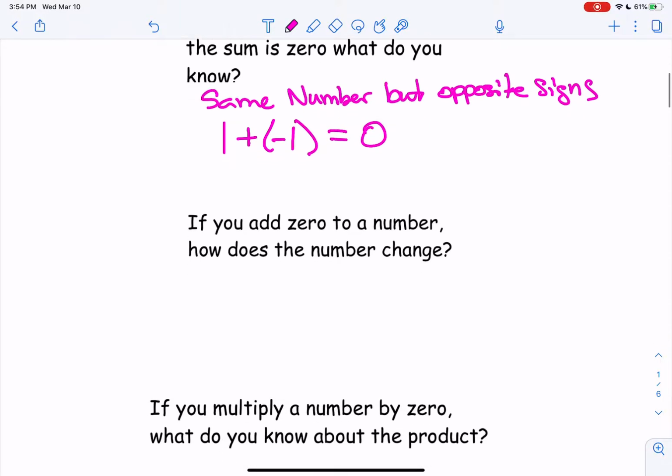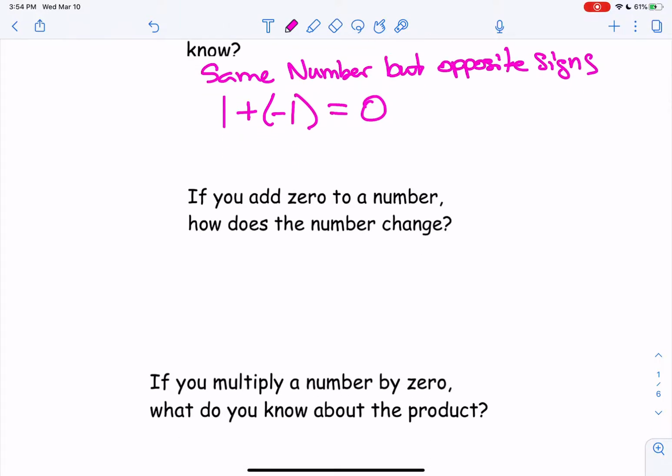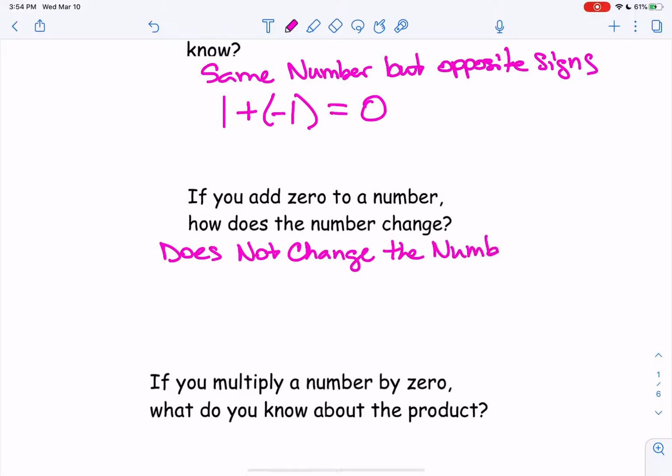If you add 0 to a number, how does it change the number? It does not change the number. So in fact, you can add 0 to anything and the number will still remain the number. So for instance, 1 plus 0 equals 1, and negative 1 plus 0 equals negative 1.